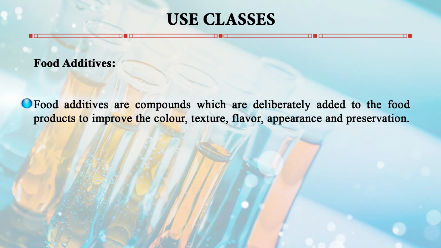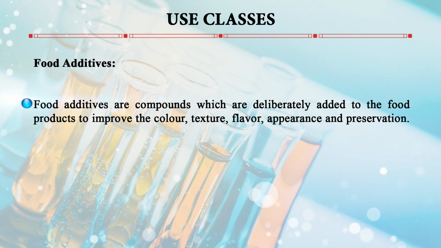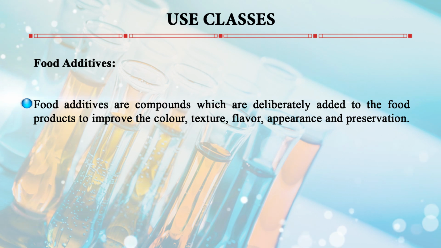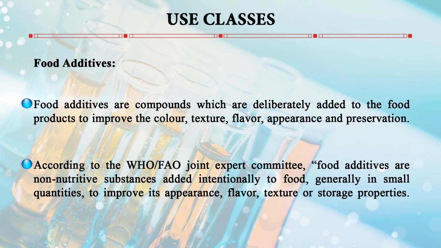And now we will move to the use class. So first we considered exposure, next is the use class. In this, food additives are there. That means these are compounds which are deliberately added to food products to improve the color, texture, flavor and appearance, and also for preservation. According to the World Health Organization, food additives are non-nutritive substances added intentionally to food, generally in small quantities, to improve its appearance, flavor, texture or storage properties.